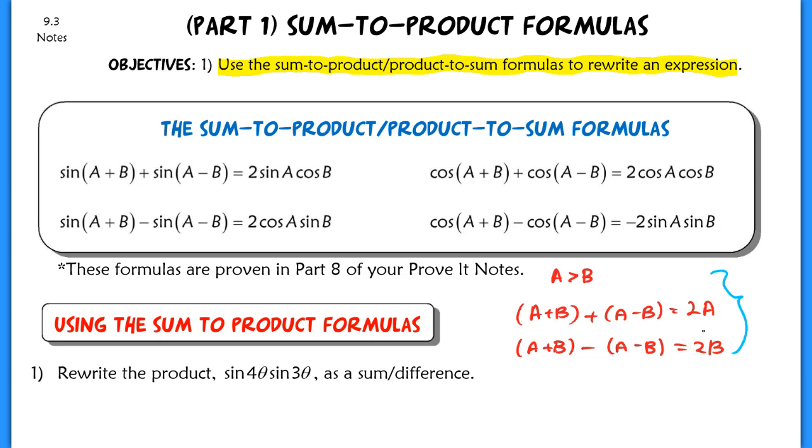So let's get started here with number 1. We're going to rewrite a product, the sine of 4 theta times the sine of 3 theta, as a sum or a difference. So just looking at this, I realize that I've got 2 sines next to each other, right? This is a product of 2 sines. That only comes from taking the difference of the cosine of a plus b and the cosine of a minus b. So right away, that's how I would identify that I want to take the difference and rewrite this as a difference of cosines, okay?